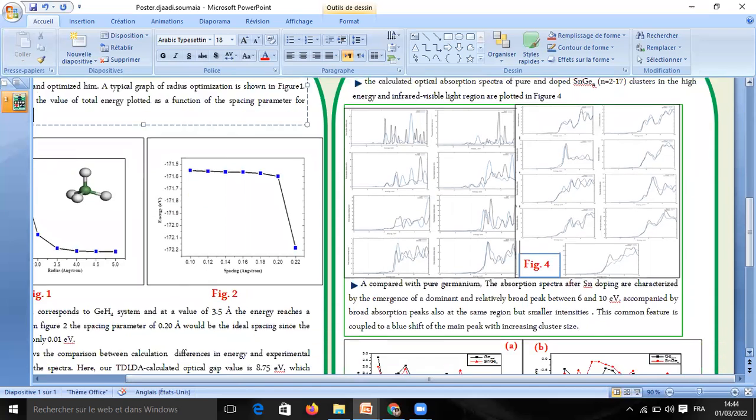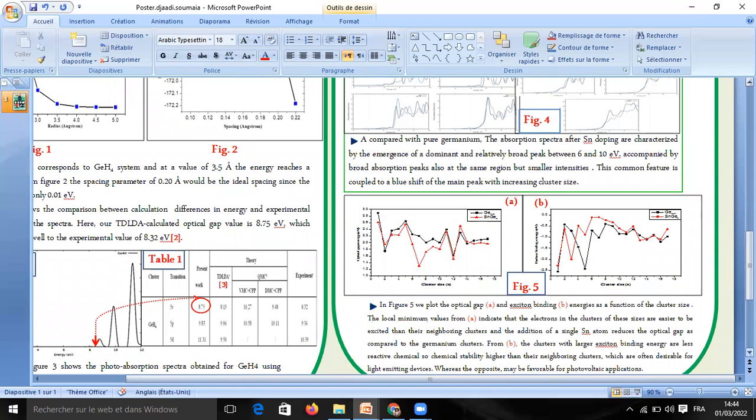Figure 5, A and B, presents optical gap and exciton binding energies as a function of the cluster size. The local minimum values of optical gap indicate that the electrons are easy to be excited. The addition of a tin atom reduces the optical gap. The clusters with large exciton binding energy are less chemically reactive.